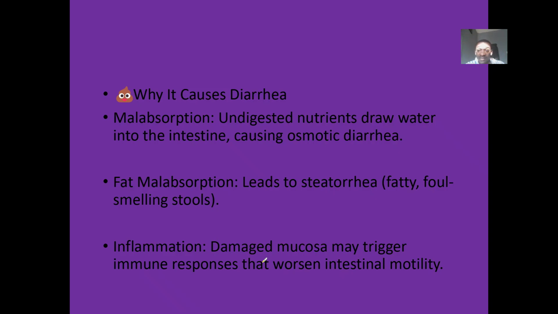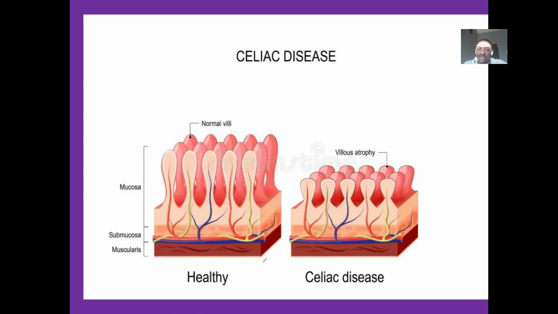Undigested nutrients draw more water into the intestines. Because things are not being absorbed, there's much more water in the intestines. Fat malabsorption will lead to the presence of fat in stool. Inflammation can also be triggered, and all of that.